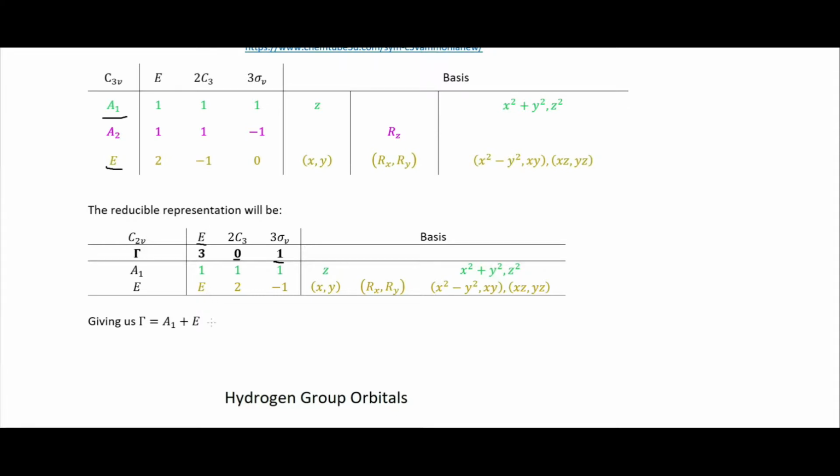I put E here, but that should actually be a 2. I'll change that in the lecture notes. So that should be a 2. So 2 plus 1 is 3. Then, yeah, I think I moved this over. So this should be the -1 right there, and this should have a 0 right here. So it should be 2, then -1, then 0 right there. And I'll change that in the lecture notes. But anyway, it's an A1 plus an E here.